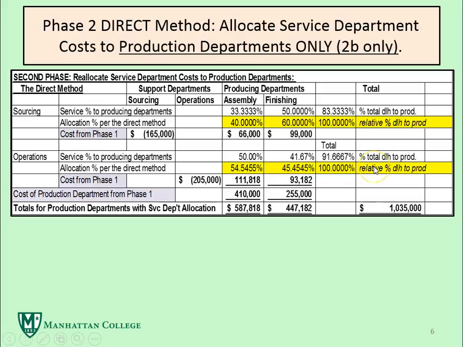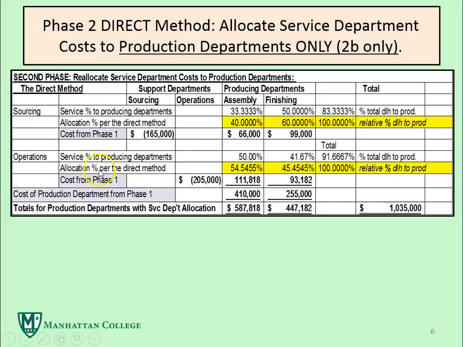So let's look at a relative percentage of its direct labor hours spent on production. It spends a little more than half, 50% over 91.7%, which is 54.54%, on the assembly department. Of the direct labor hours, it spends a little less than half supporting the finishing department. So the operations department spends relatively more time in the assembly department than the finishing department, but a significant and somewhat comparable time in both.